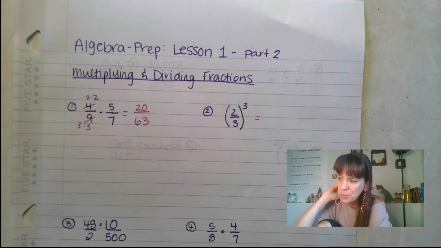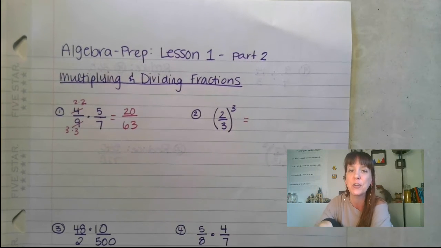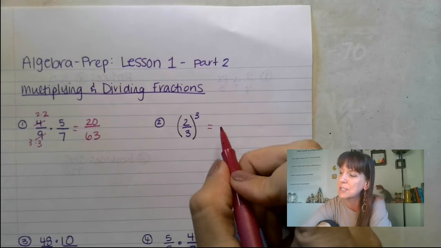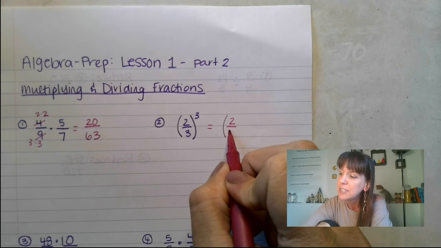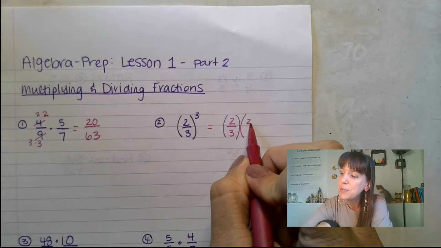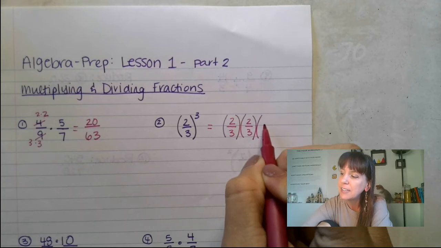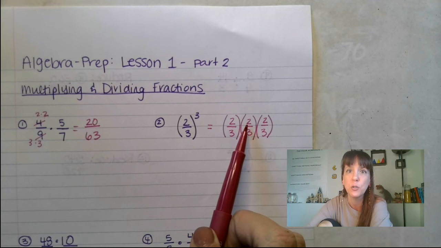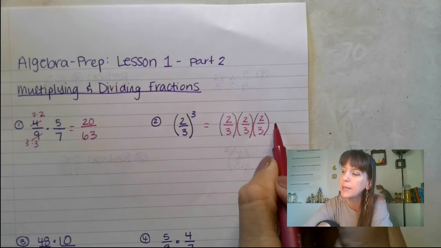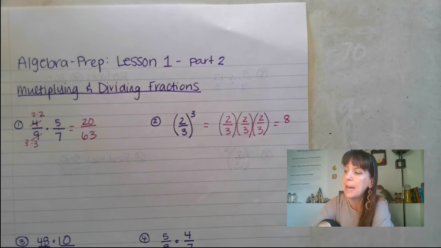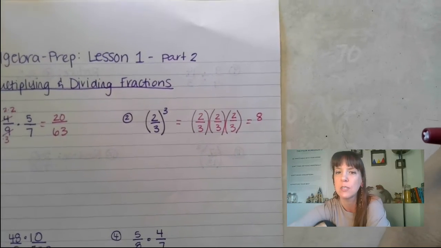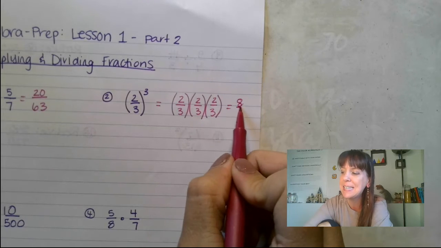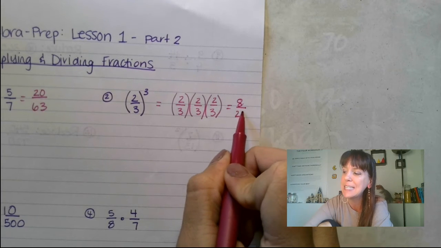Okay, so the next one is going to be this guy here to the third power. To the third power means 3 times. So we are going to do 2 to the third, 2 to the third, and 2 to the third. So what that means is 2 times 2, which is 4, times 2 is 8. Bam, we got that guy right there. Let me scooch this guy over. 8, and then 3 times 3 is 9, times 3 is 27.